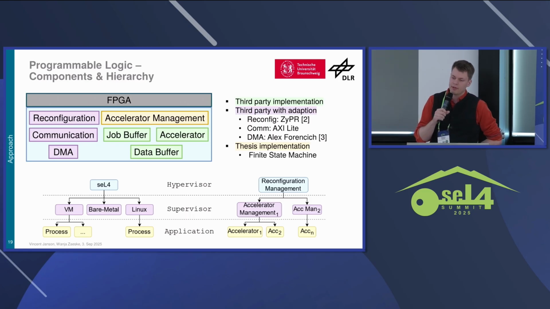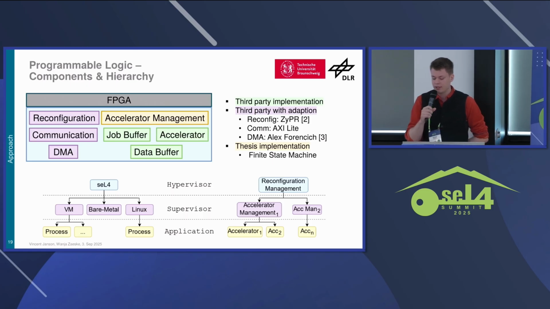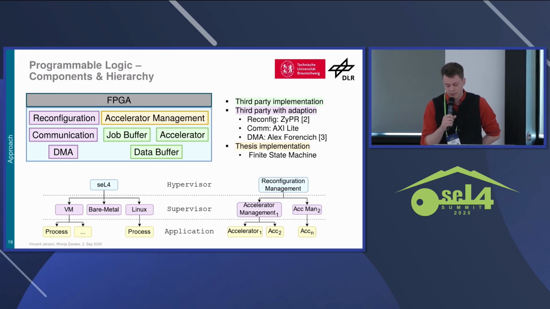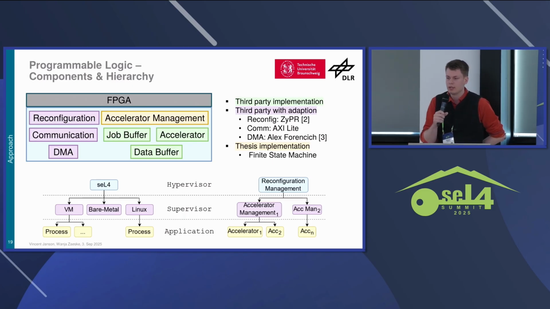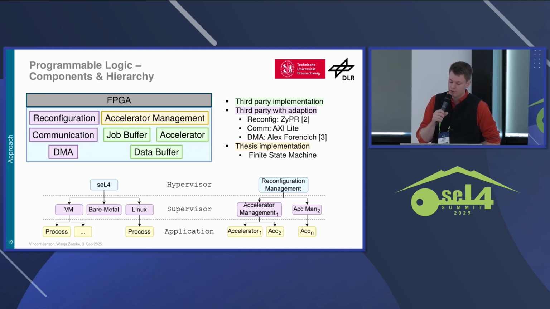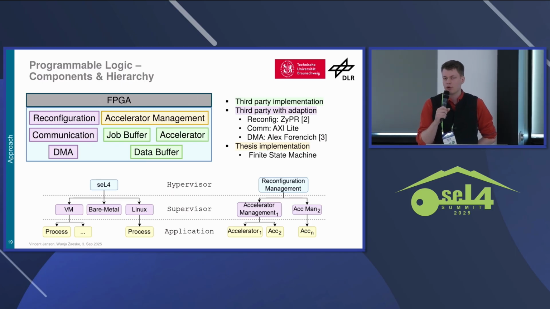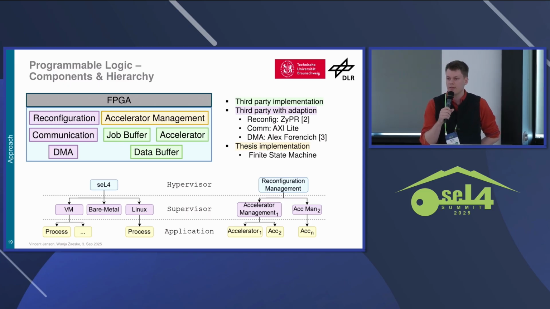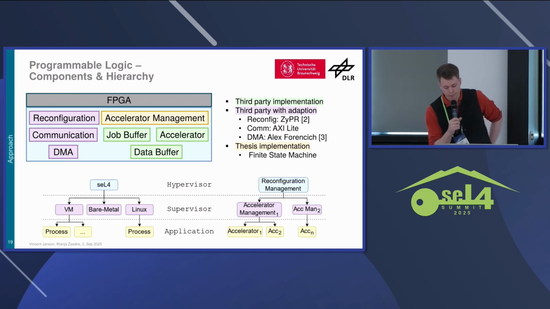And on the right-hand side, we have a similar mapping to the FPGA. In this case, on the lowest level, you have the individual accelerator cores. In the supervisor level, we manage the accelerator management, of which there can be multiple, each one taking care of an individual set of accelerator cores. And then on the top level, we would have the reconfiguration management, which basically moderates access to the FPGA as a limited resource in a similar way that the hypervisor moderates access to a processing unit's resources.